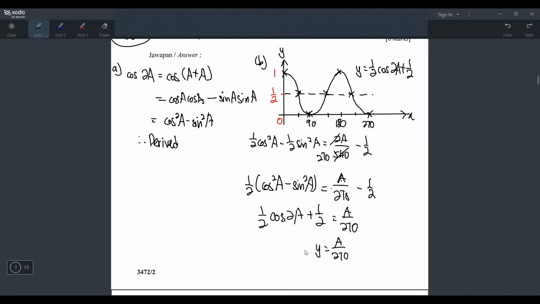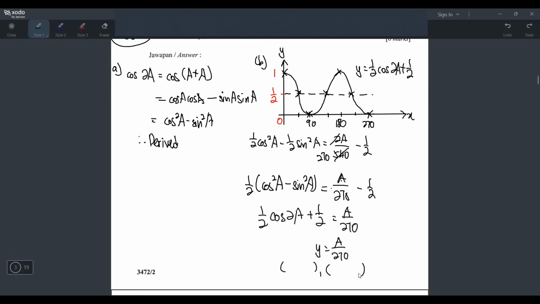And now it's like the equation of a straight line already. y equals mx plus c. Yeah, this is your equation. It's just that the x they changed to A, but it's correct already. If your A is on the horizontal axis, or your x is on the horizontal axis, it means their equation is a straight line, right? And now you have your equation of straight line already. This is your straight line equation.